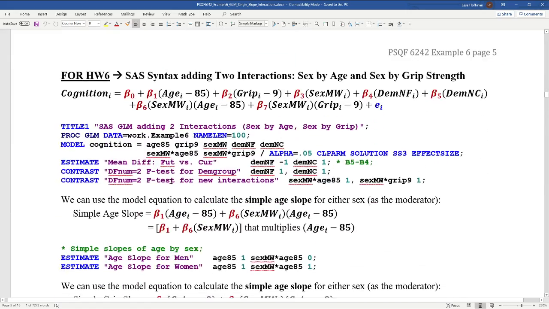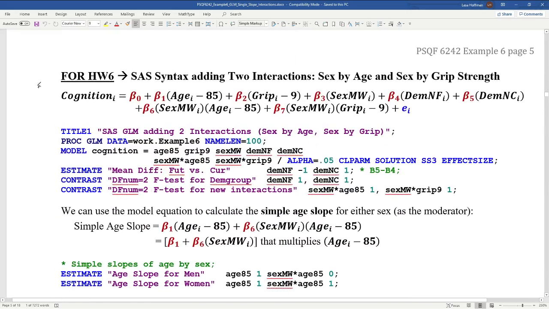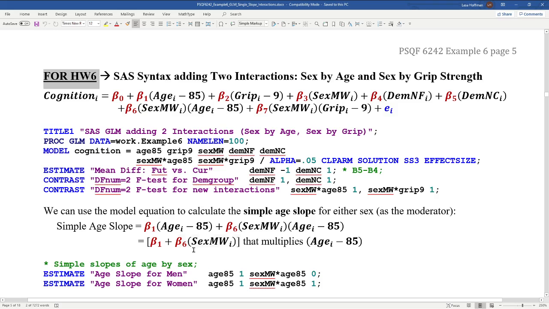In class, we went over this second model because it is featured in your homework 6 for 6242, so we spent some time on that. We added 2 interaction terms, one for gender with age and one for gender with grip strength. In terms of the rest of the code, this estimate statement is getting the model-implied difference between the non-reference groups. So none versus future and none versus current is going to be given by these 2 slopes directly.